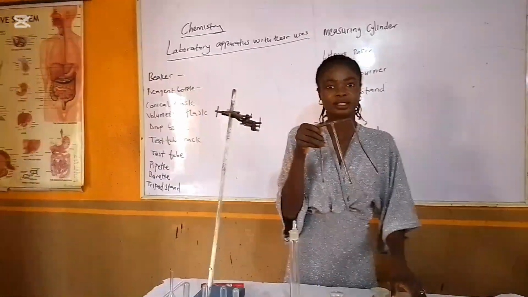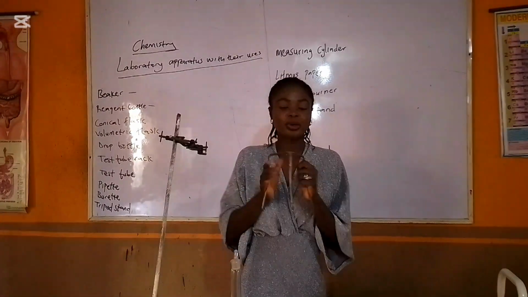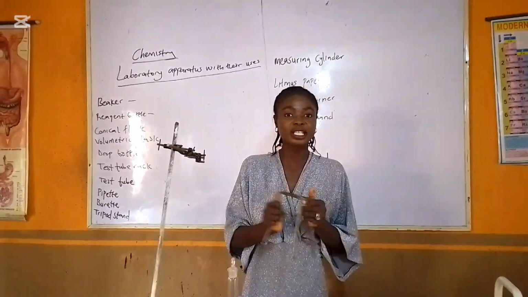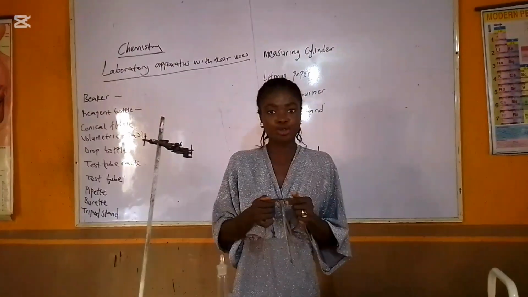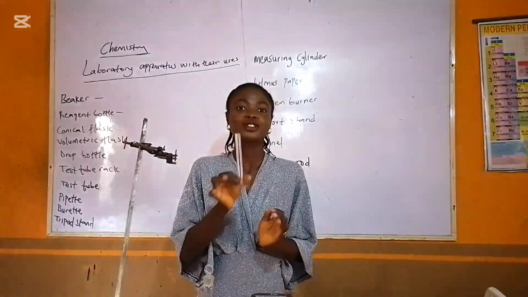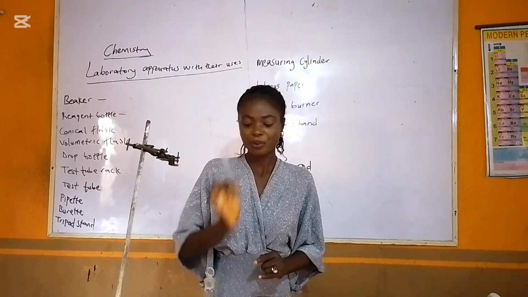This is the tripod stand. It is used during burning. We make use of this tripod stand when we want to burn some chemical, or let me say when we want to apply heat to some chemical. This is a measuring cylinder, and it is used to measure various liquids during laboratory practical.